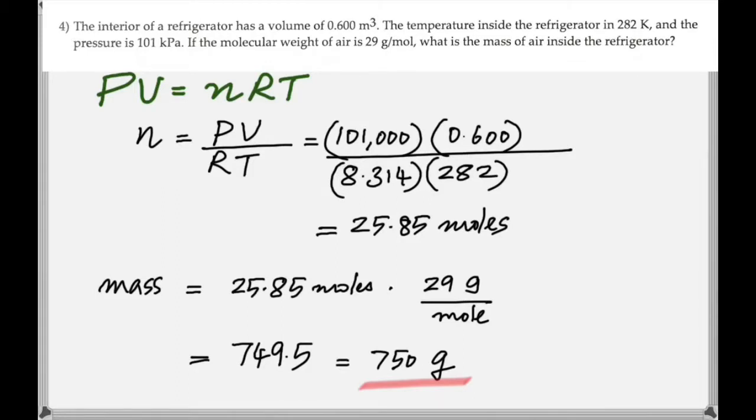Now, the ability to do these problems simply means that you're able to just substitute and know which equation to use. And the last one. No, that is 5 and 6.